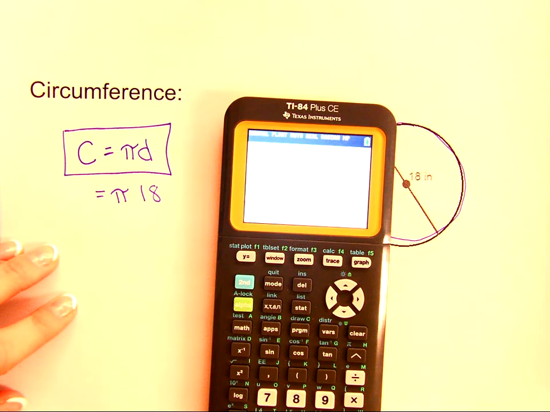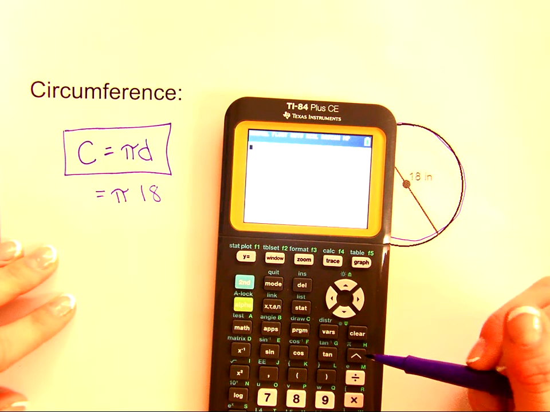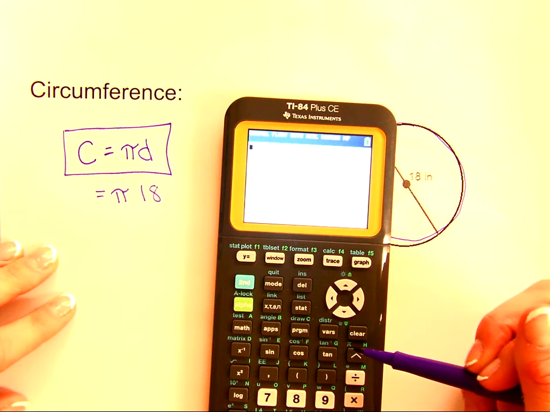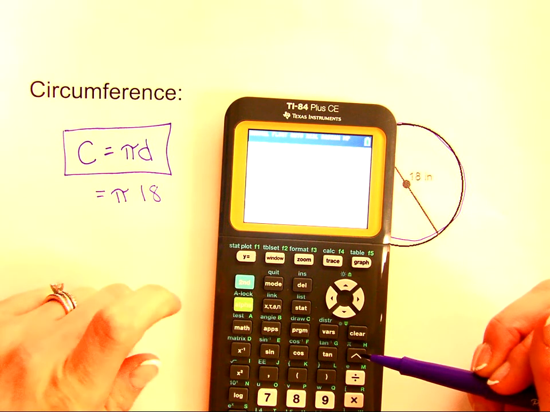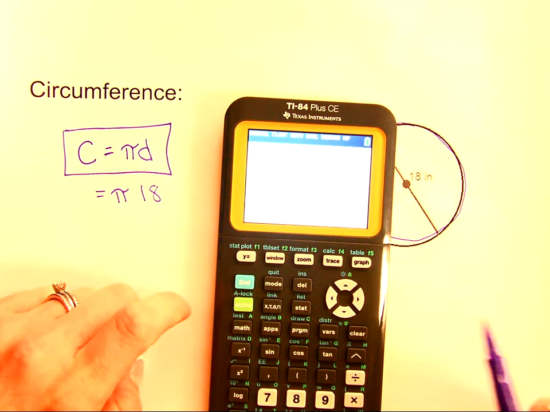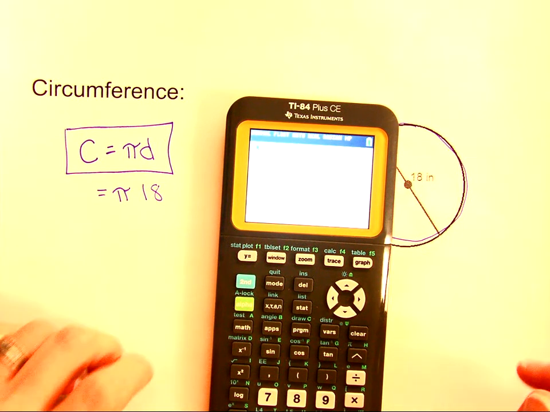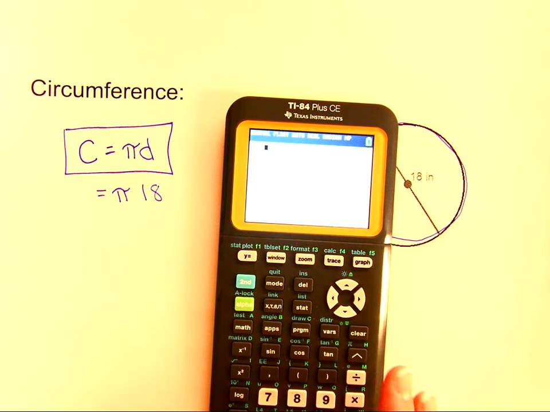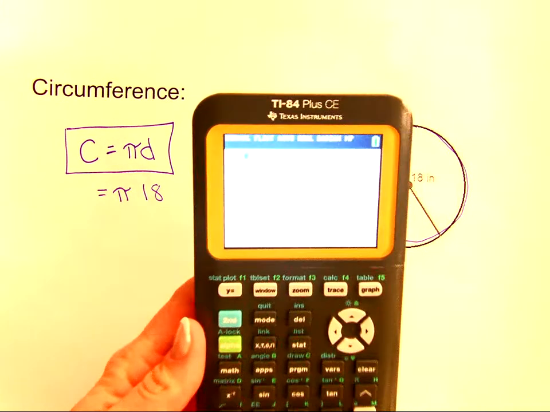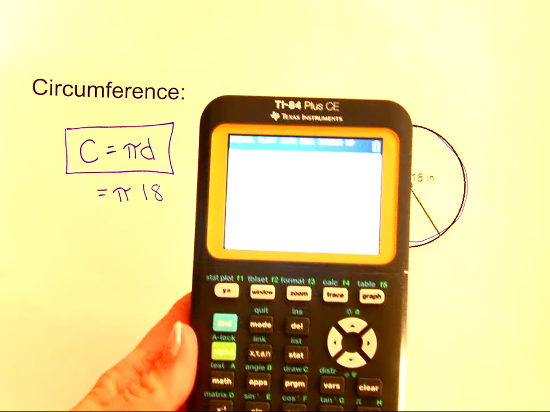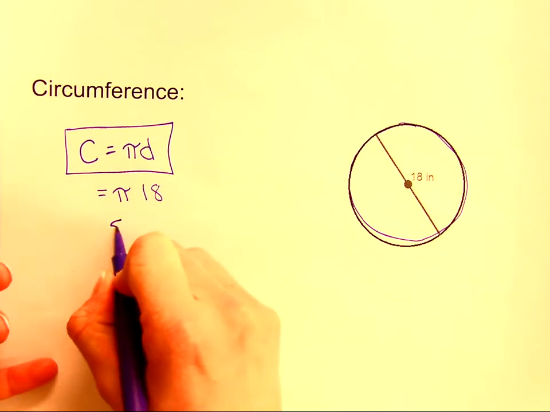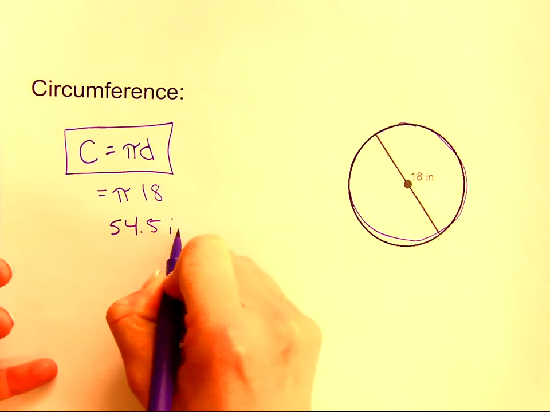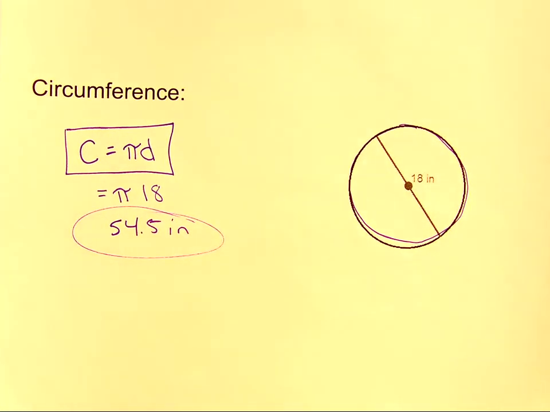So turn your calculator on. The pi button on these calculators is right here in blue, which means to get to that button, I need to hit this blue second key, and then type that caret key to get to the pi symbol, and then 18. So we can see pi times 18 is equal to 54.5 inches. Okay?